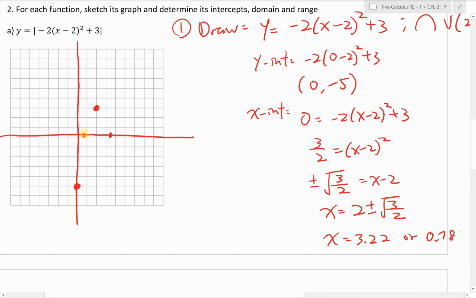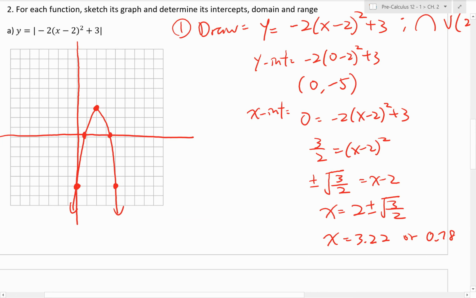Close enough. 0.78 is somewhere here. So, and we know it's symmetrical, so if we have a point here, that means we will have a point right here. Okay, symmetrical. So there is our graph for f of x.